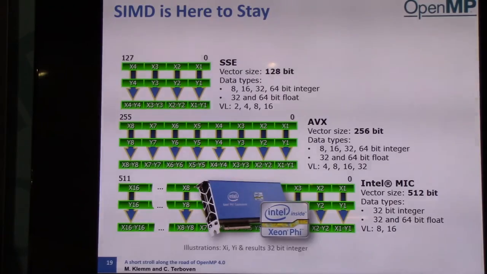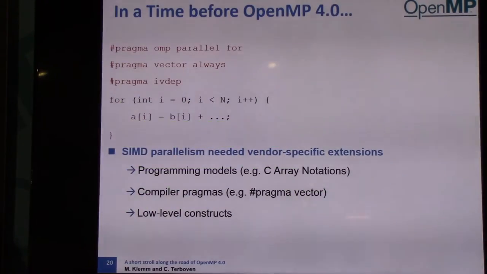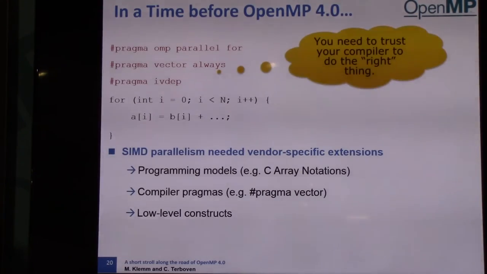Now that's something that you need to actually program for, and most compilers did something like this. So you had your for loop, you had to convince the compiler to actually do something about vectorization, to ignore data dependencies, to start vectorization, and then also parallelize. Now the problem is, with that, you need to trust your favorite compiler to actually do the right thing. And this is not happening in reality for some cases. So the way to solve that is either change the programming model, use something like array notations in C, go for the compiler pragmas, or even go low level using something like intrinsics to actually tell the machine more specifically what to do on a very low level. Does that help you? Yeah.